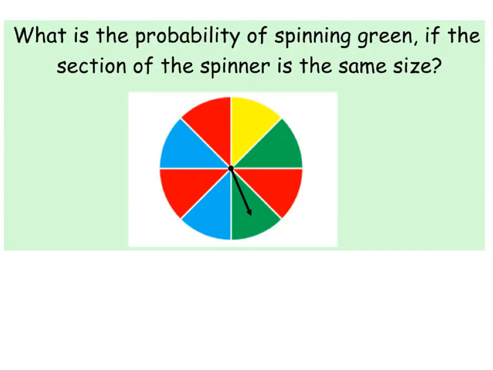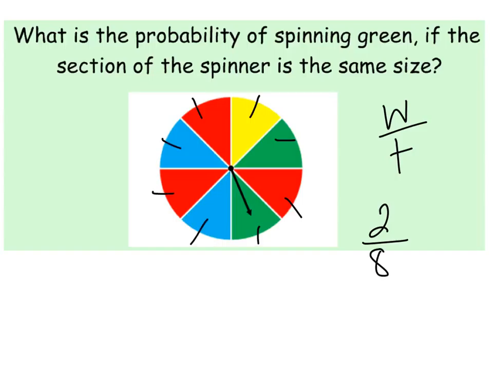So in this first example, we're going to find the probability of spinning a green if the sections of each spinner are the same. So remember that your probability is what you want over total. So I want the green, so there are two green sections, over the total. So I count up all my sections: 1, 2, 3, 4, 5, 6, 7, 8.